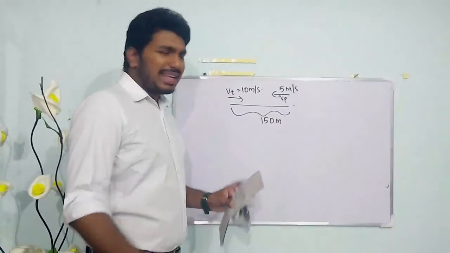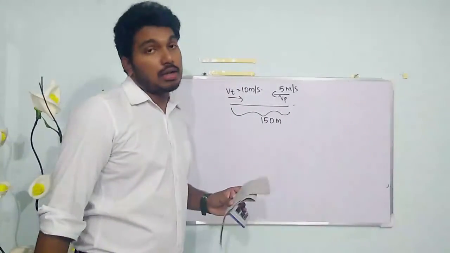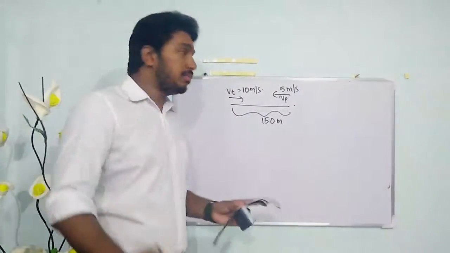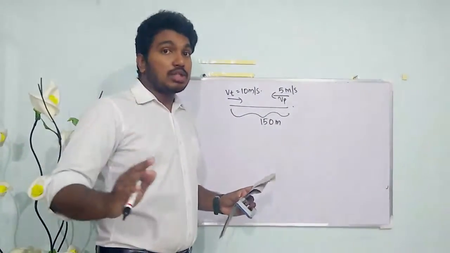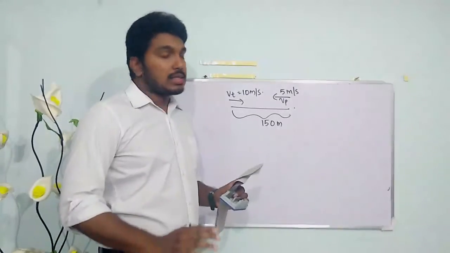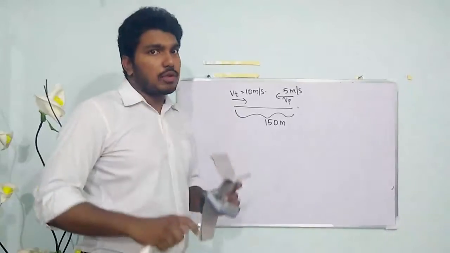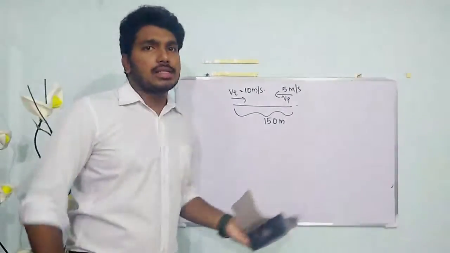So now, here we'll have to apply the concept of relative velocity. In one-dimensional motion, the concept of relative velocity is actually very simple. The relative velocity in two-dimensional motion we'll be dealing with in the next class, and there you have to take special care because that's a bit confusing. But it's again a simple topic.